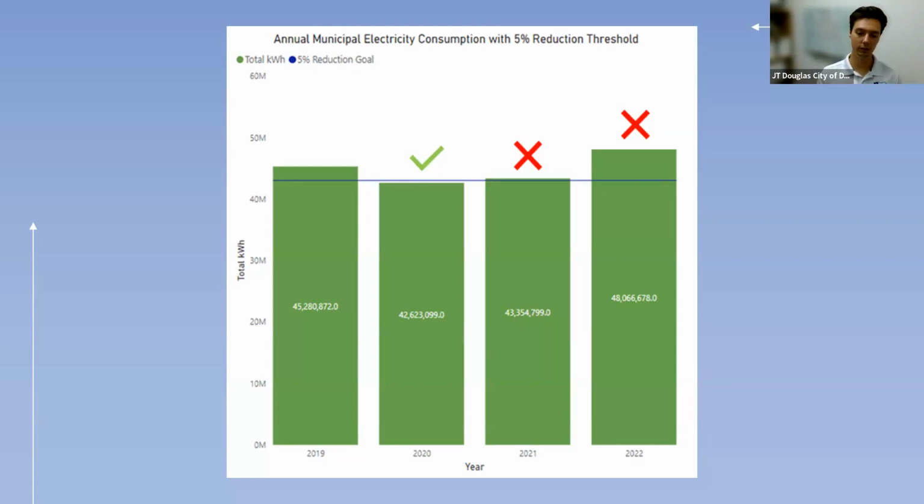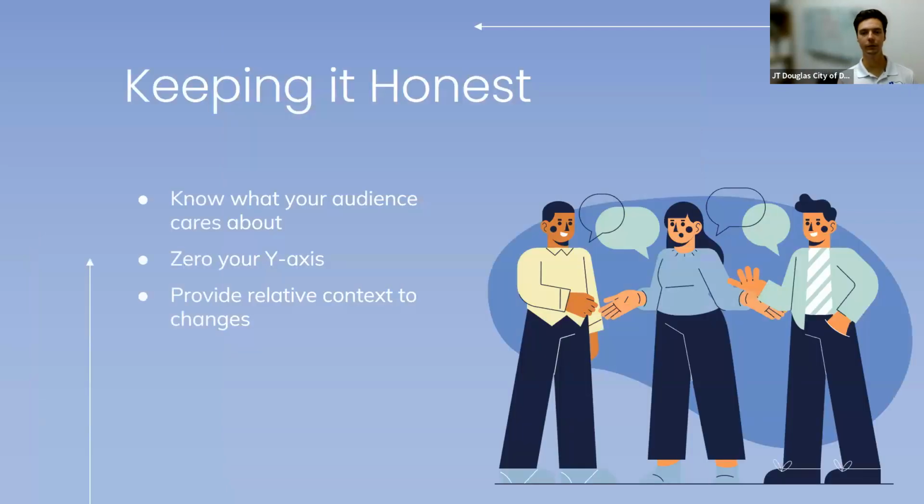But here, with the 0 being on the y-axis, you can get a sense of the true change and the true impact of those changes over time. And so that's always just a best practice with honest storytelling. So again, summarizing it with 3 different things here for keeping it honest.